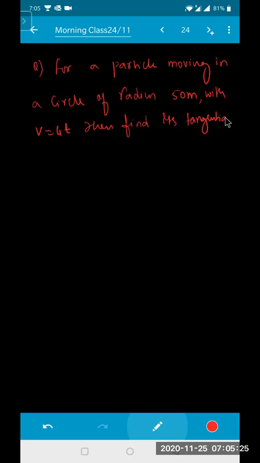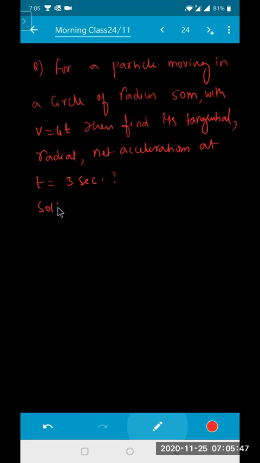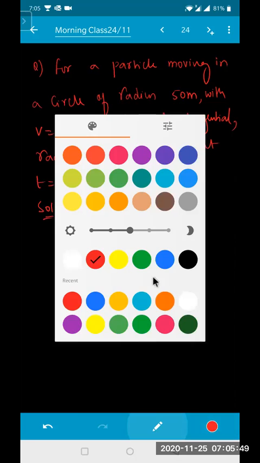tangential, radial, net acceleration at t equals, let's say for example, 3 seconds, or maybe 1 second or 2 seconds, anything. So now what is the condition right now?